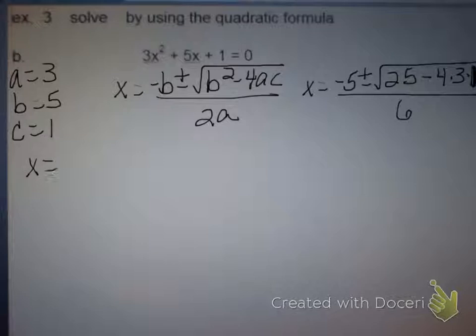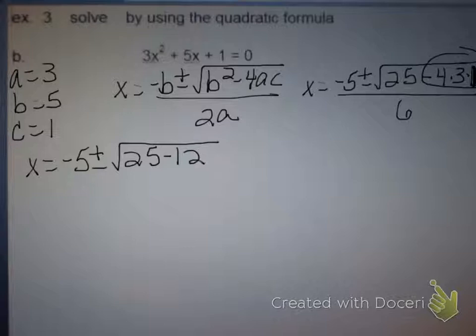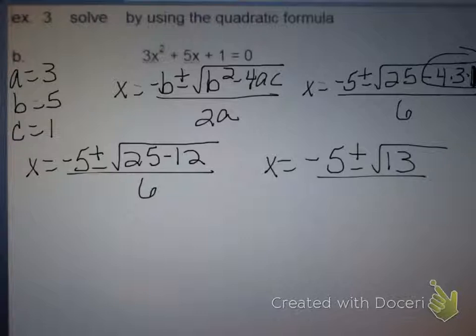So that's x equals negative 5 plus or minus 25. Right here, go and multiply, or go and circle. That's negative 4 times 3 times 1. That's a negative 12, all over 6. So x is equal to negative 5 plus or minus 25 minus 12 is 13 over 6.